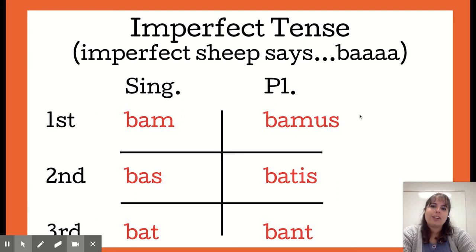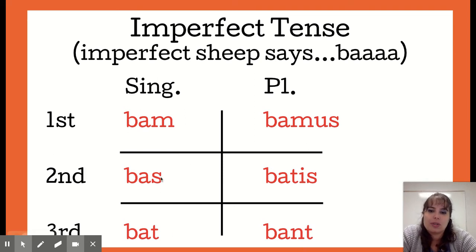All right, and then imperfect tense, imperfect sheep says ba. My in-class students are used to me saying this at them all the time. Everyone knows this one really well. These are the easiest verbs to recognize because of that ba in all of the endings. So bam, bas, bat, bamus, batis, bant.